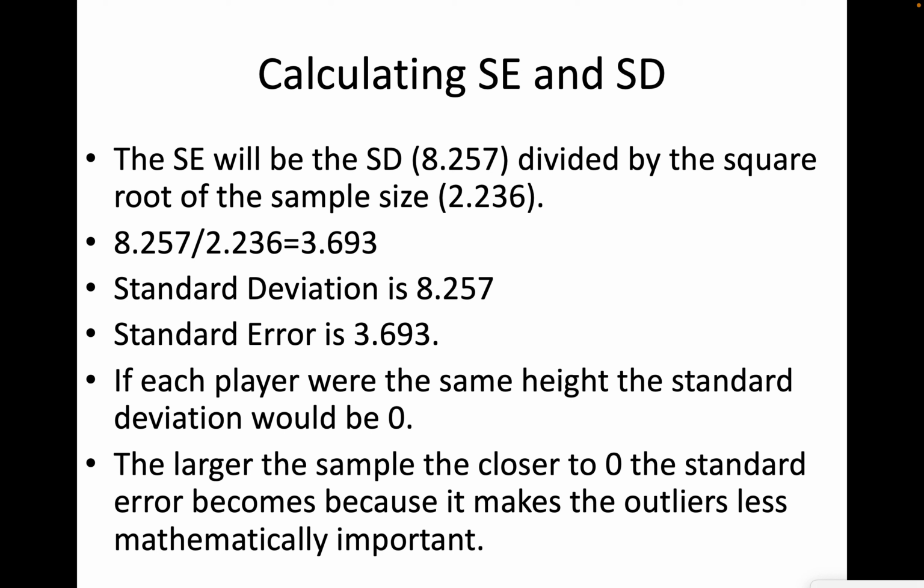If each player were the same height, the standard deviation would be 0. The larger the sample, the closer to 0 the standard error becomes, because it makes the outliers less mathematically important.